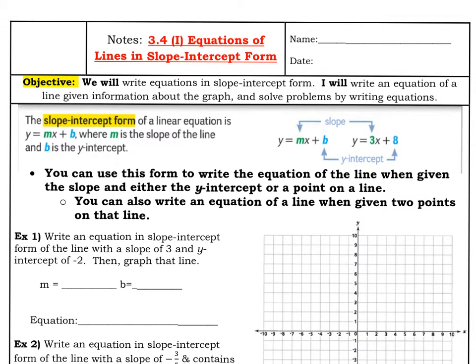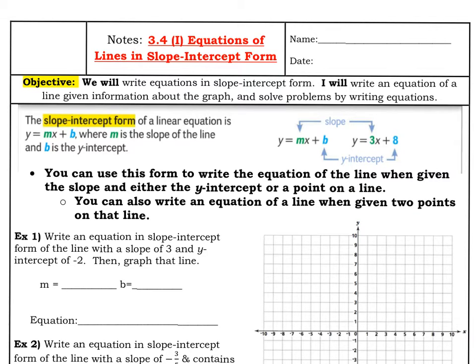Hey everyone, welcome to part 1 of chapter 3, section 4, equations of lines in slope-intercept form. So in this section, I'm going to be giving you information about a line. I might be giving you 2 points on that line, or the slope on that line and a point. But we're going to use that info to plug it into the slope-intercept formula, and then output our equation, basically.